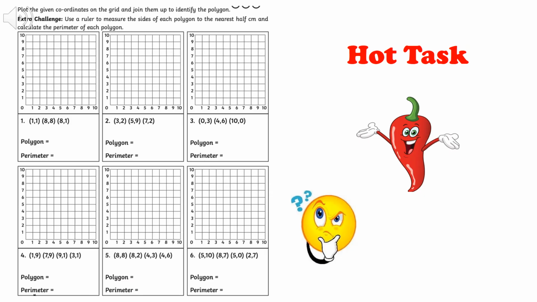On the screen in front of you is a hot task for today. You need to plot the given coordinates on the grid and join them to make a polygon. Once you've done that, you need to write the name of the polygon, and then as an extra challenge, you need to use a ruler to measure the sides of each polygon to the nearest half a centimetre, and then calculate the perimeter of each of the polygons.